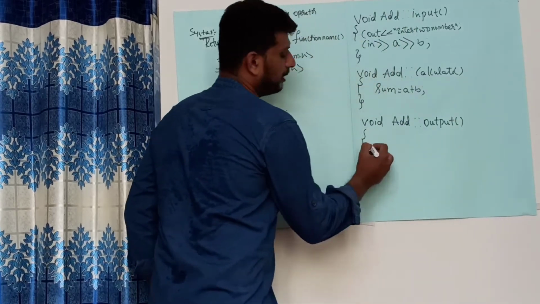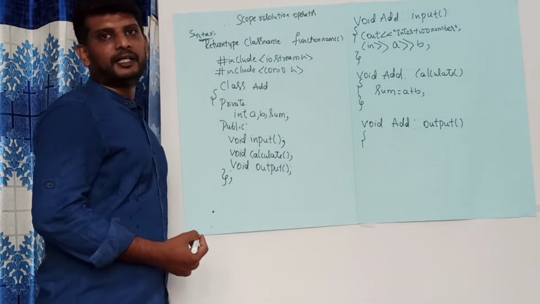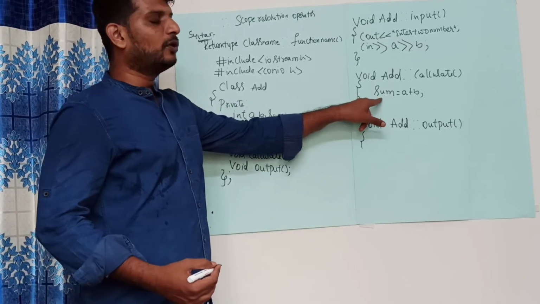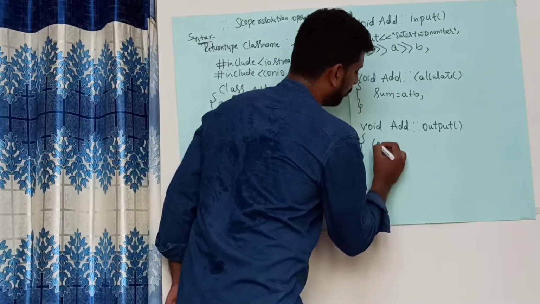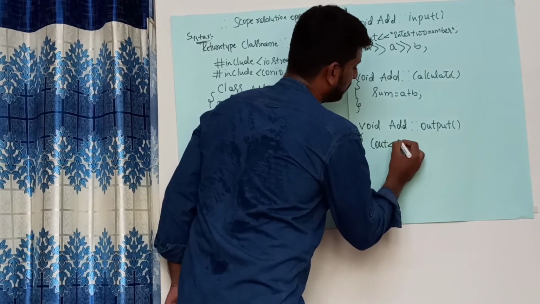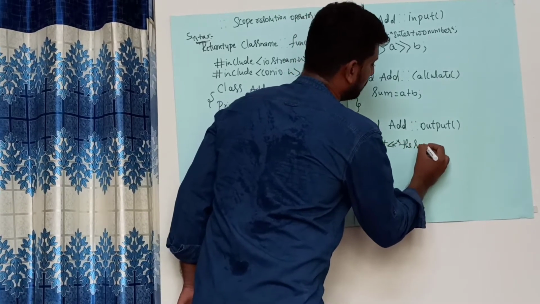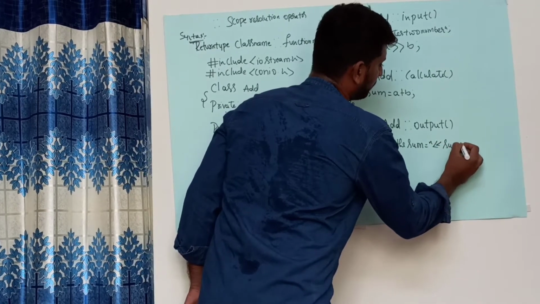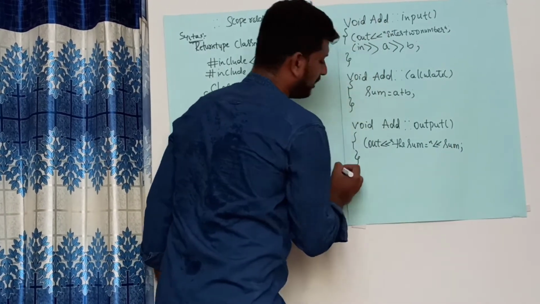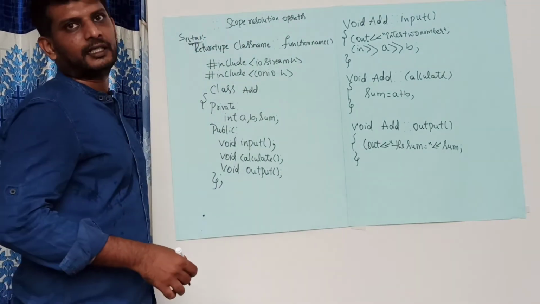Okay. Next, in the output function, I have to display the result. The result will be stored in the variable that is called sum. So I will display the output: cout, the sum is equal to sum. Okay. Now the three functions are defined outside the class.